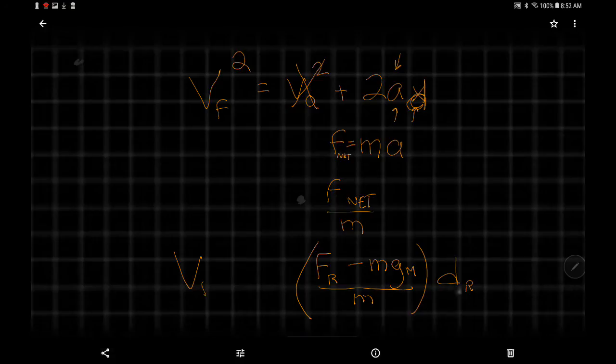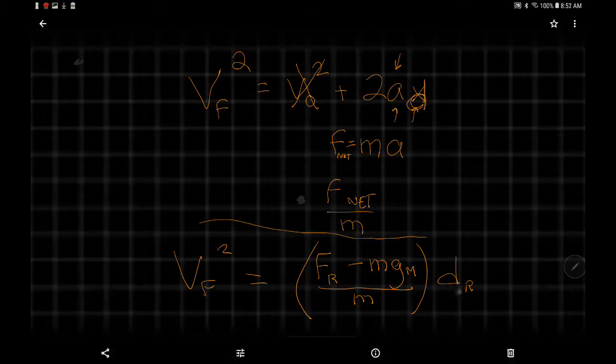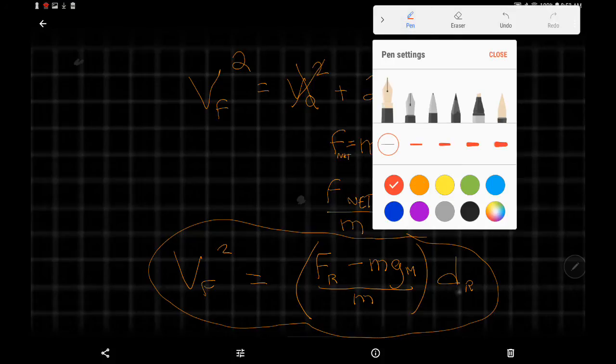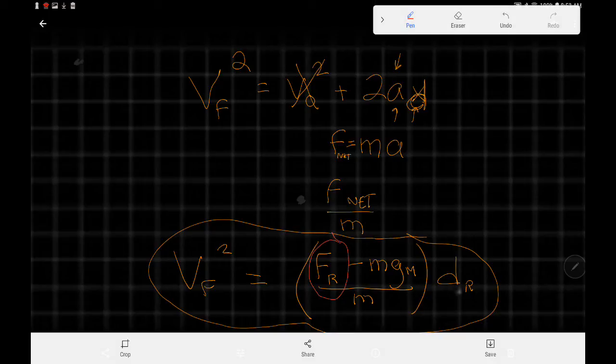So v final squared equals this, since v0 squared is 0. This is the actual equation you'll use. And as you were saying, you want to put the escape velocity in for vf. And if you have the mass, and you have the gravity of the moon, and you have the length of the railgun, the only variable left would be the force of the railgun, which is right here. So you could solve for that if you have all the others. You have the escape velocity that you want, and you have the mass, and you have the gravity of the moon, and then you have the length of the railgun.